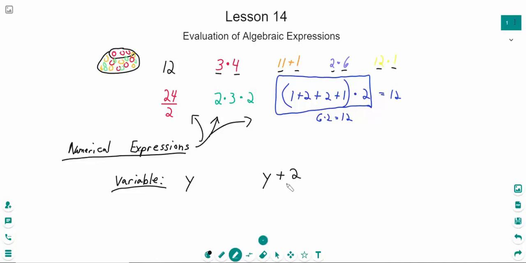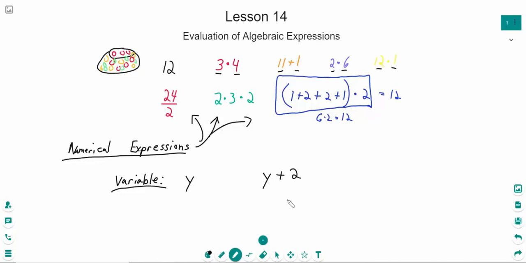So this y plus 2 is basically saying I have something, I don't know what it is, and I'm going to add 2 to it. All right. So you can't actually solve this right now. You can't simplify it, but we can write it. And this is how we would do it. y plus 2. All right. Some unknown quantity plus a 2.